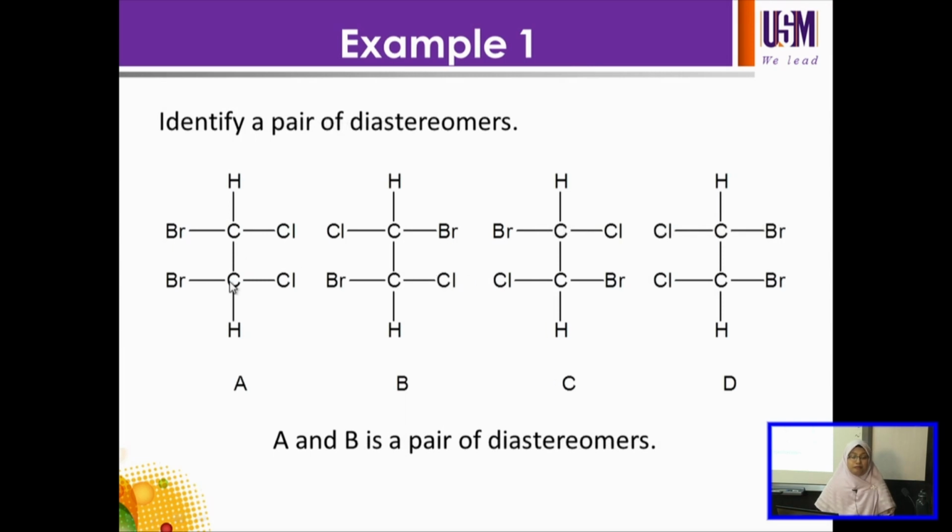So from here, A has a similar configuration with B at carbon number 2. So this is carbon 1, carbon number 2. Both of these are chiral centers. So at carbon number 2, we have a similar configuration between A and B, and a different configuration at carbon number 1 of A and B. So they are a pair of diastereomers. We could also have a pair of diastereomers at compound C and D. They have a similar configuration at carbon number 2 and different configuration at carbon number 1.